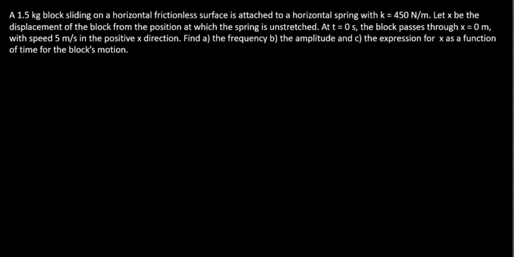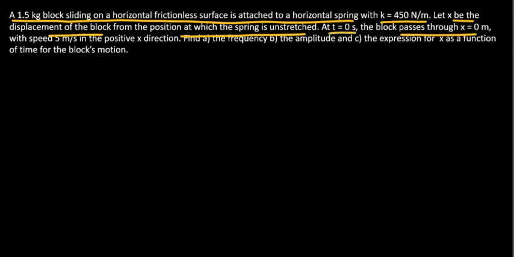Problem 2. A 1.5 kg block sliding on a horizontal frictionless surface is attached to a horizontal spring with spring constant 450 newtons per meter. Let x be the displacement of the block from the position at which the spring is unstretched. At t equals 0 seconds, the block passes through x equals 0 meter with speed 5 meter per second in a positive x direction.